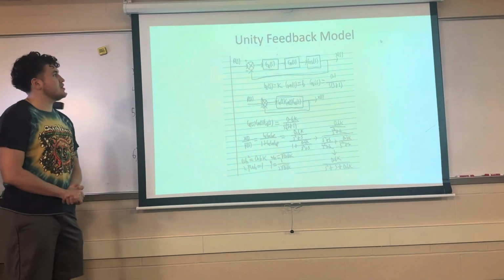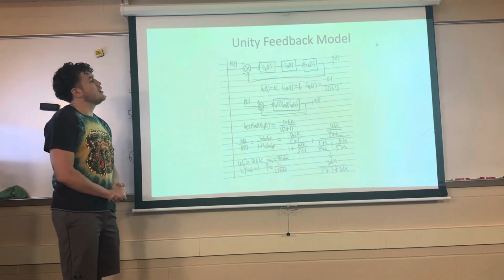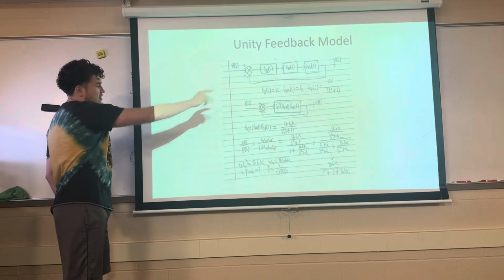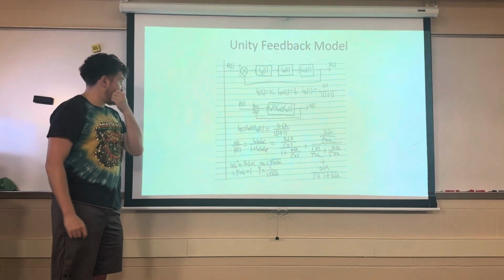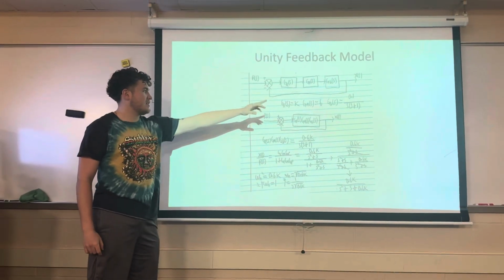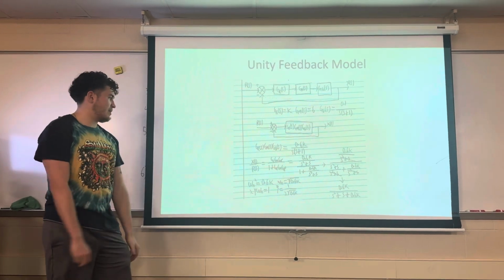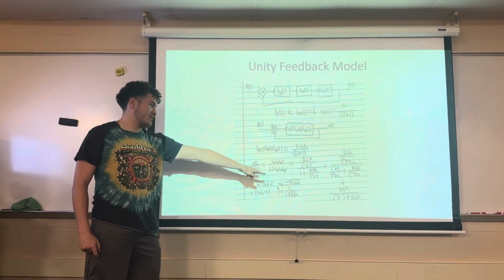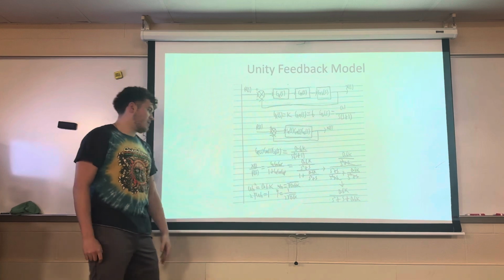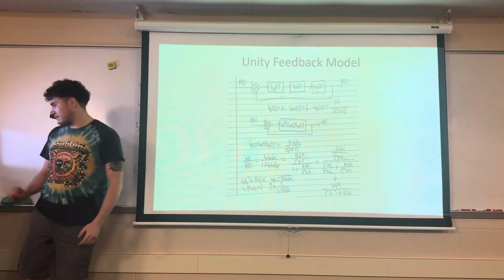So first, we're going to start with our unity feedback model. This is for case A. As you can see here, we use our cascade form right there. And after plugging in our GC of S, AS, and GB of S, we end up with this closed loop transfer function of 0.6K over S squared plus S plus 0.6K.